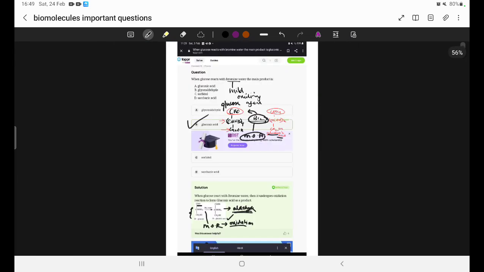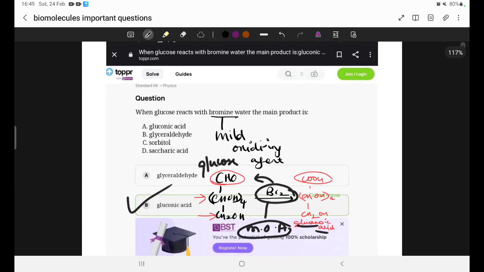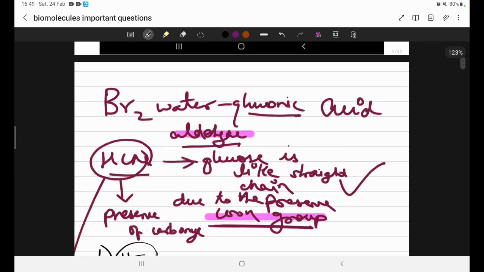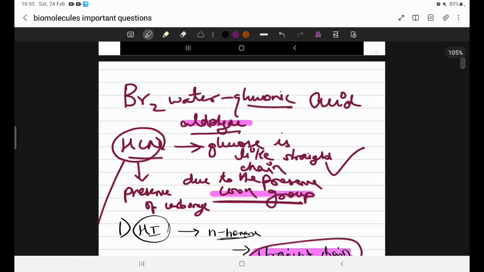See, the questions were pretty simple. First, they asked what will form when glucose reacts with bromine water. If I have to go in steps, I'll just show you what I've written. Why does it react with bromine water? To form gluconic acid. Now, what will this gluconic acid formation tell us?